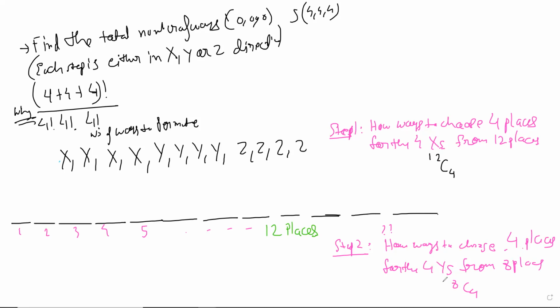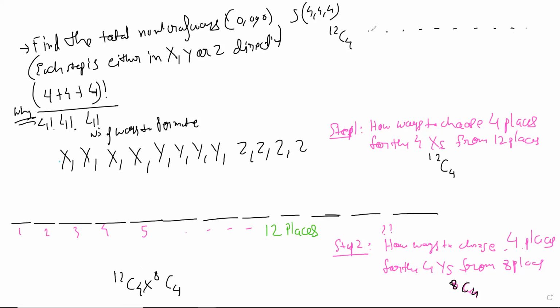So it is just this. And so what should the answer be? 12 choose 4 times 8 choose 4. Because for every 4 places you choose for the x's, in any of these 12 choose 4 ways, you have 8 choose 4 choices for the y's. So it multiplies, right? Because there are 12 choose 4 ways of choosing.